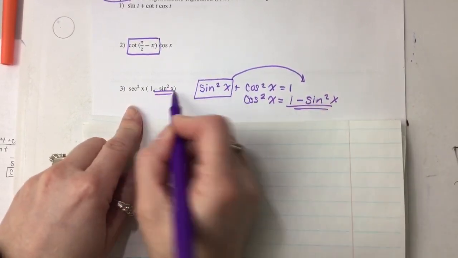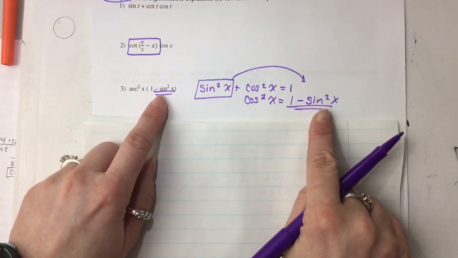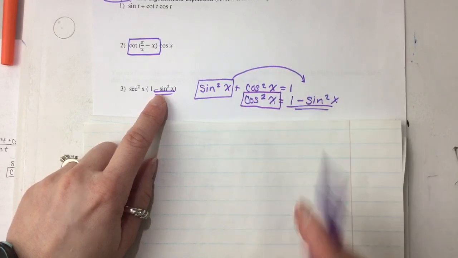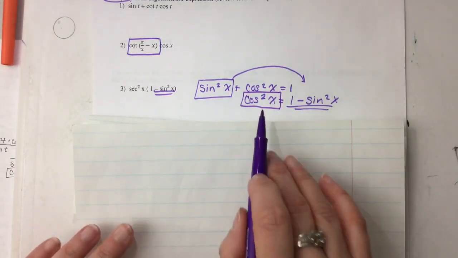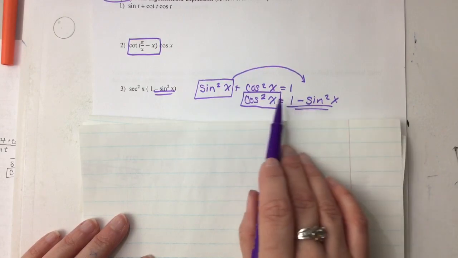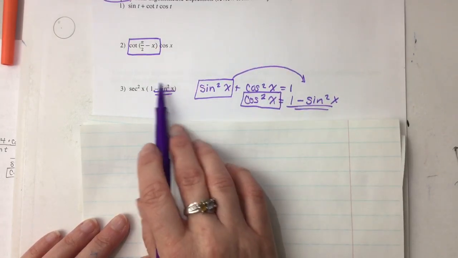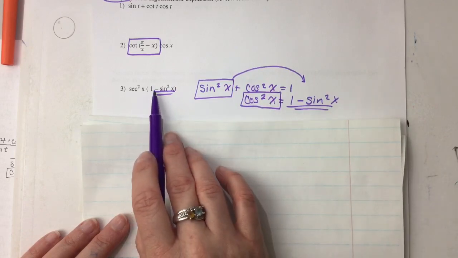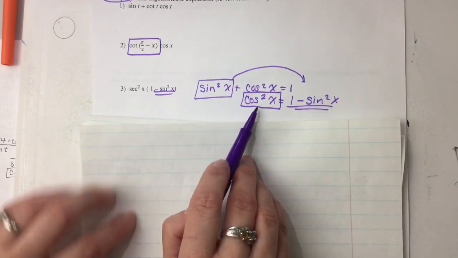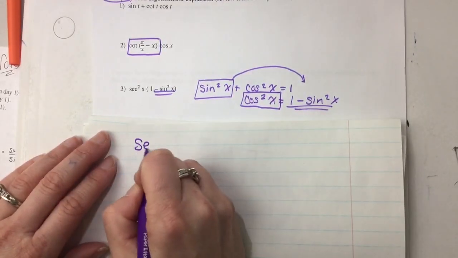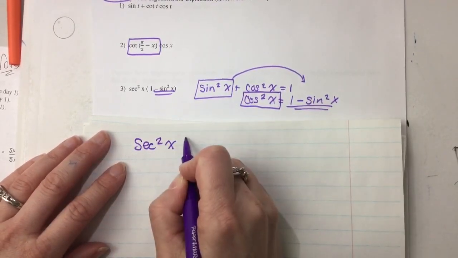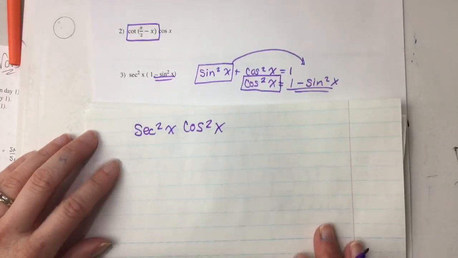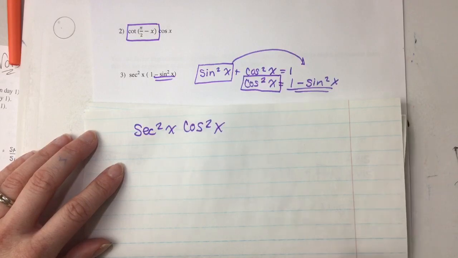Hey, this matches this. So what that means, because they match, I can replace this with a cosine squared of x. These two things are equivalent to one another. So in my trig expression, I can go ahead and replace 1 minus sine squared of x with cosine squared of x. So my new problem is secant squared of x times cosine squared of x. Again, I'm not done yet. I want to simplify it as far as I can go.